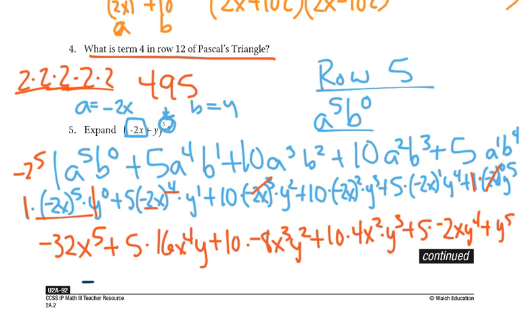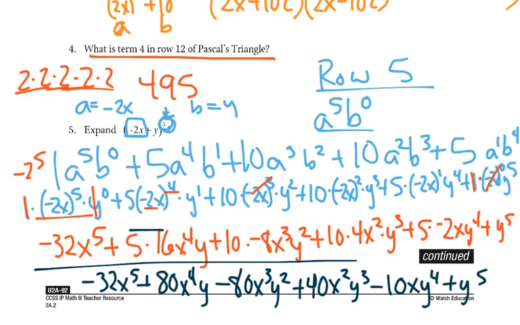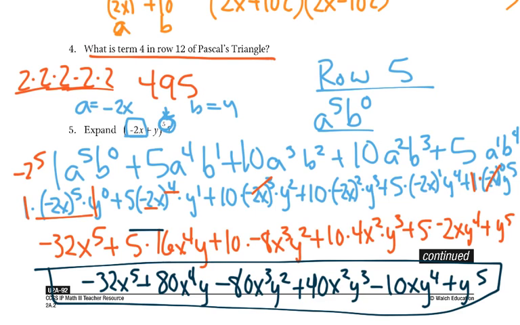And then we finalize, so negative 32x to the 5th plus 5 times 16 would be 80x to the 4th y. Now I could go plus a negative, or I could realize it's negative and go minus 80x cubed y squared plus 40x squared y cubed minus again 5 times negative 2, negative 10 x y to the 4th plus y to the 5th. And there is my expanded polynomial. Woo! Pretty crazy, right?